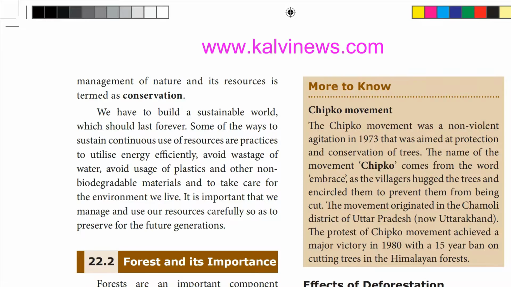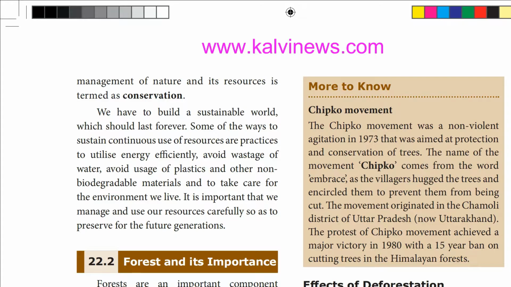So we have to build a sustainable world. We should not exploit everything and finish it off before we die, because nature is meant for many generations of people who will come and live on it. So we have to sustain these natural resources in some way or the other.